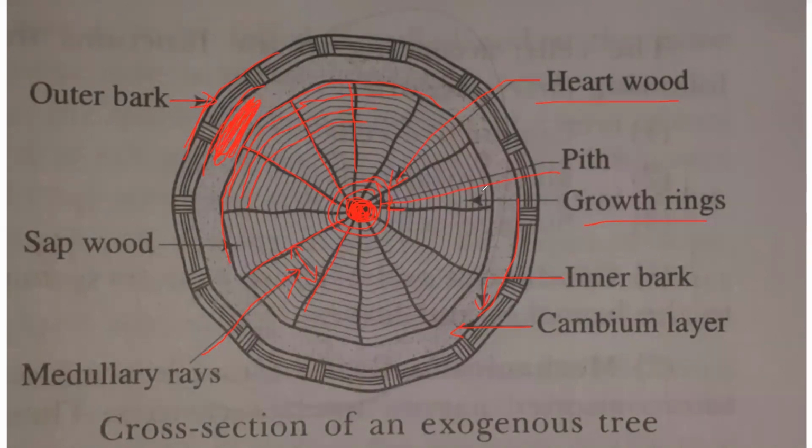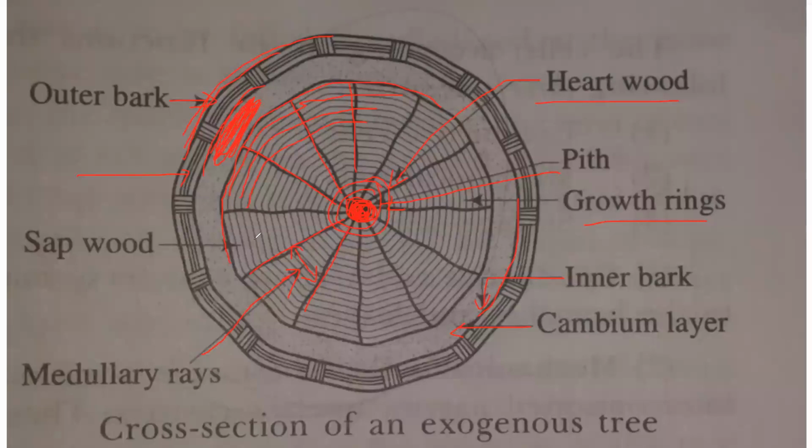So these are all the components of timber or wood which are visible to our naked eyes, and this is called macrostructure. What are those components? First one is outer bark. The outermost portion is called outer bark. Together it is actually called bark. The outer portion is called outer bark, and the inner portion or inner surface is called inner bark.